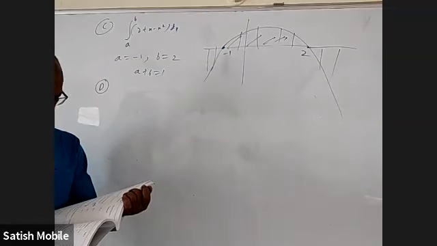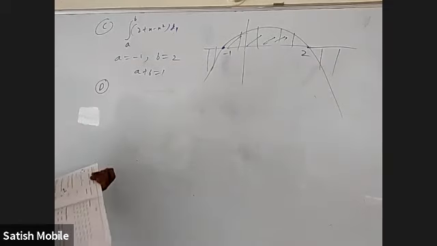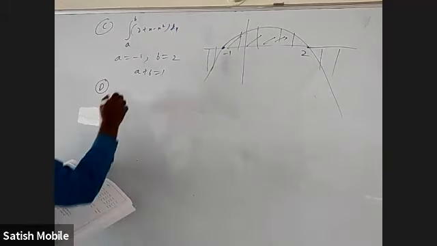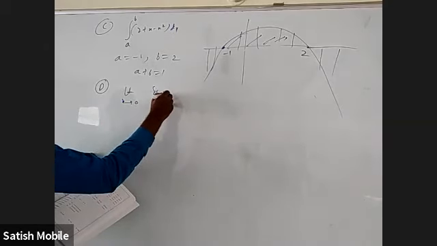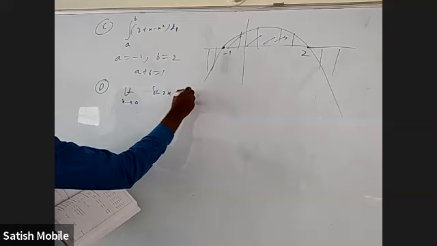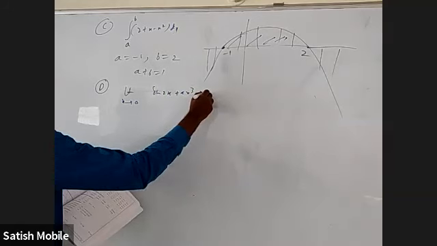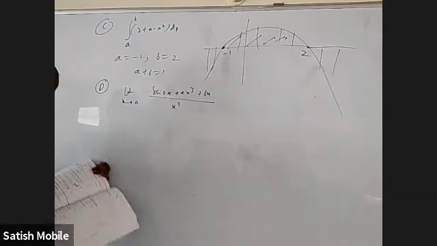Okay, this is a limits question. We want the limit to be 0. The limit as x tends to 0 of (sin 2x plus ax cube plus bx) by x cube.